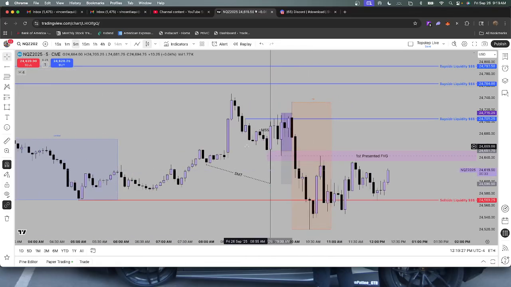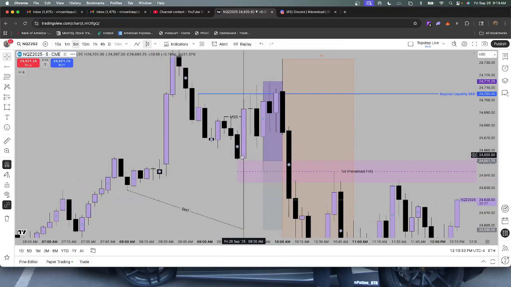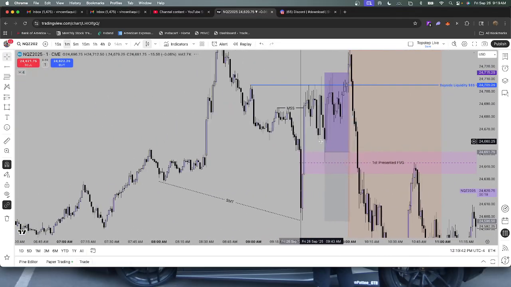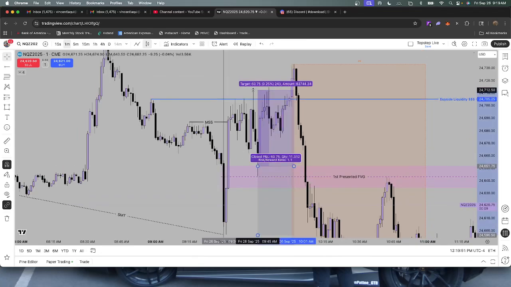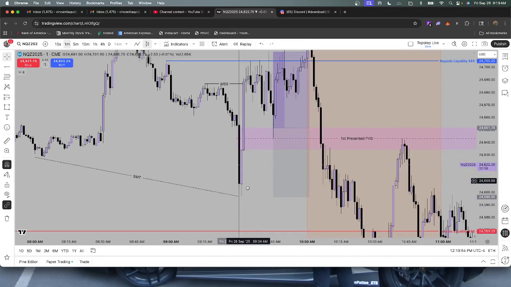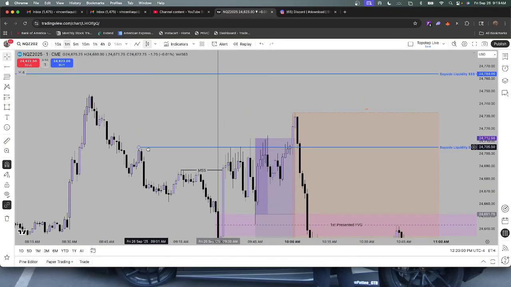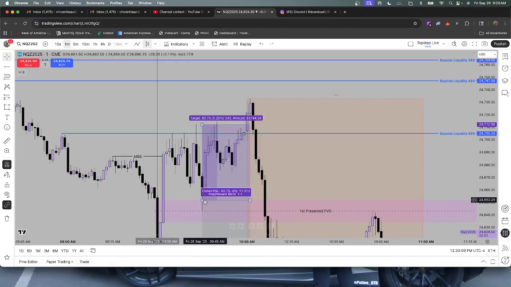So we push down, and then we come into some PD array right here. Then we come up. We market structure shift right here, and on the 5 minute, and then if we drop into the 1 minute, I was looking at this first presented fair value gap turned inverse to the upside. We tapped the CE of that, and I targeted basically 1 to 1. I was originally gonna take it off here, but then I was like, oh, what if we want to go up here? But I'll explain why I didn't target this, and I decided to target here.